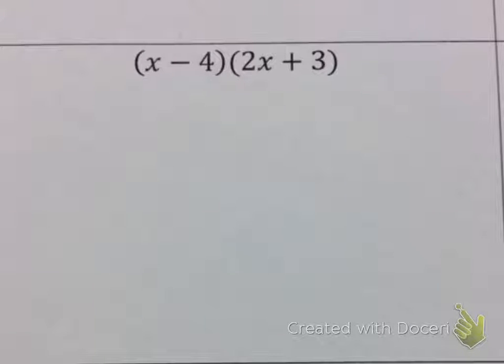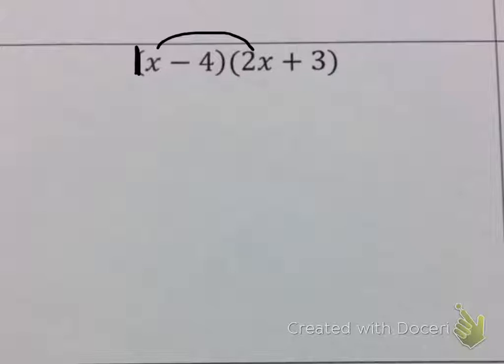On to this next one. Same thing, we're going to do the distributive property, but it's on steroids again, so we have to distribute this x and this negative 4 to both terms over here. So we're going to start out with this x, and we're going to take this x and multiply this 2x.